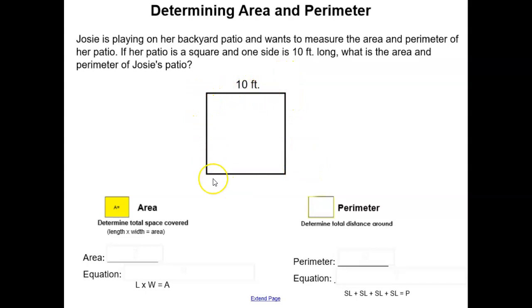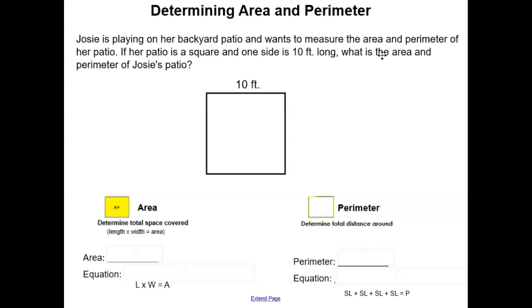So this picture represents her patio. If her patio is a square and one side is 10 feet long, what is the area and perimeter of Josie's patio? Boys and girls, please draw that square on your scratch paper and carefully label each side length. Hint, if you know one of the side lengths of a square, you know all of the remaining side lengths.